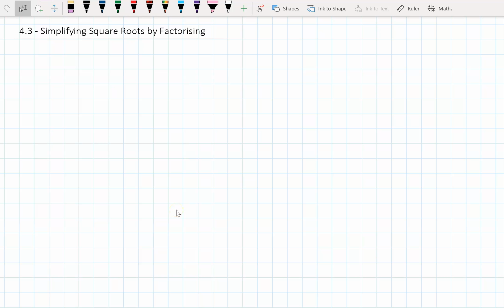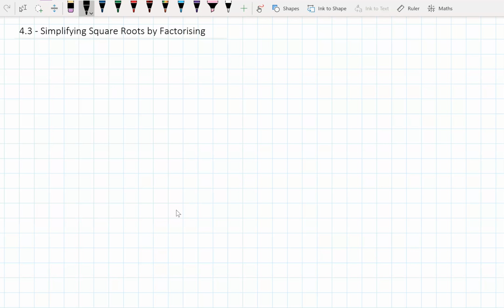So as you guys know, in maths, we always like to simplify everything, okay? So we always want everything written in the simplest form possible. And that also applies with square roots. So what we also want you guys to do is know how to simplify them. Now, we do this through factorizing, okay?